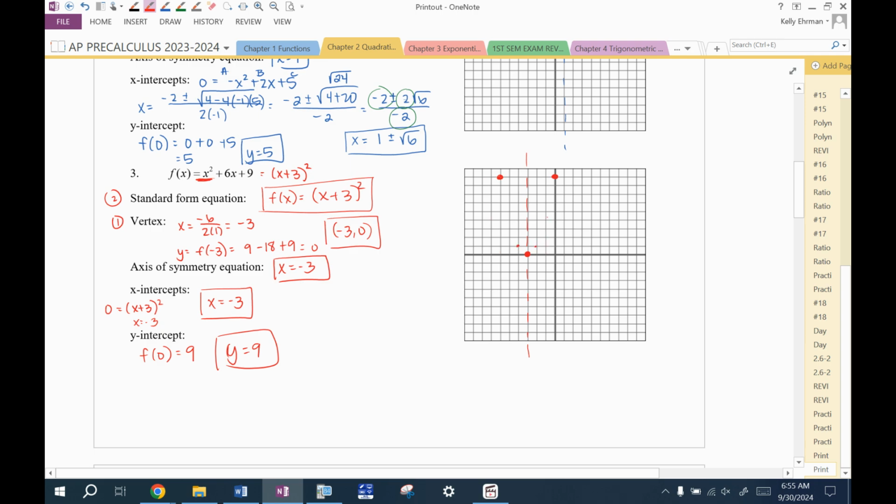This is the x squared graph. So you could plot 2 other points in there, but 3 is the minimum for this. All right.